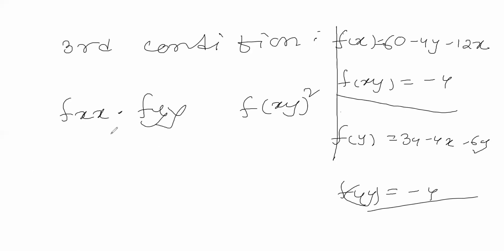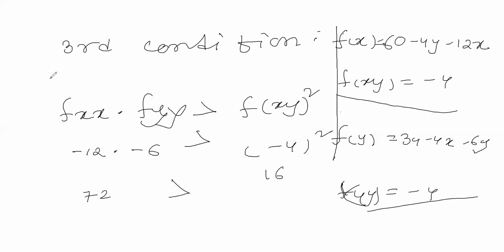With that, what can we write over here? We can write that the first order partial derivatives were negative 12 into negative 6, and here it is negative 4 square. Now let's calculate. This 4 square is simply 16, and here it is a positive 72. Again, this one is greater, so we will be moving from below towards upwards. And the third condition is satisfied.